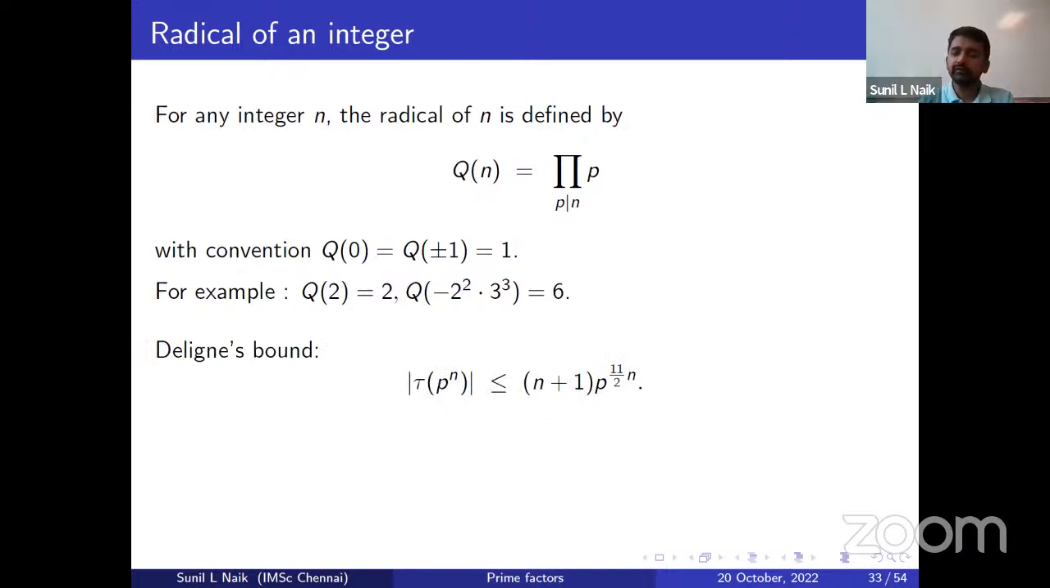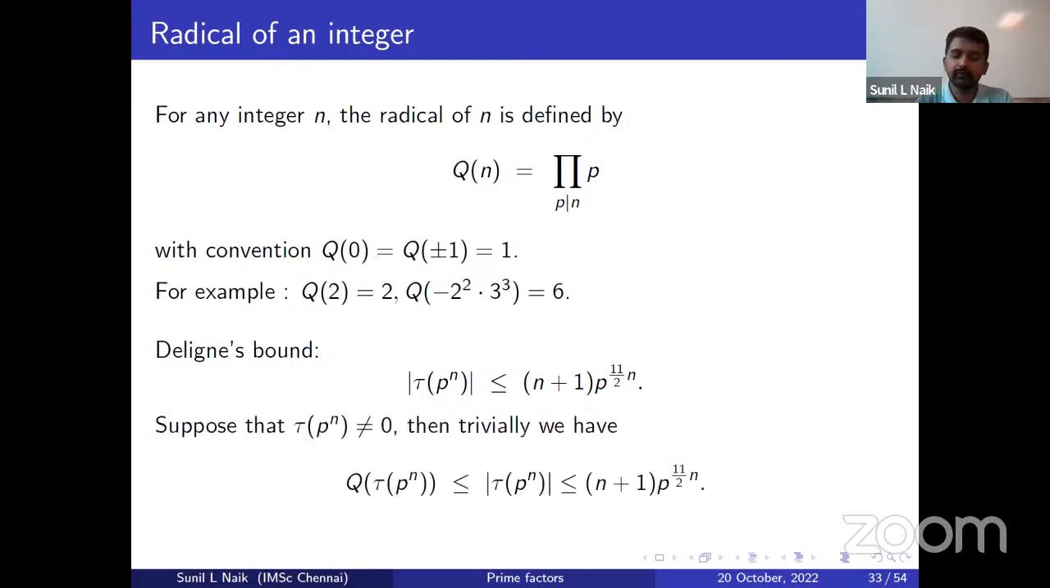We have Deligne's bound. The absolute value of tau(p^n) is less than or equal to (n plus 1) times p^(11n/2). Suppose tau(p^n) is not equal to 0, then we have the trivial upper bound for the radical of tau(p^n). The radical of tau(p^n) is less than or equal to the absolute value of tau(p^n), which is less than or equal to (n plus 1) times p^(11n/2).